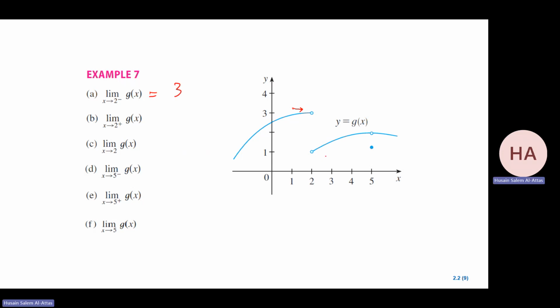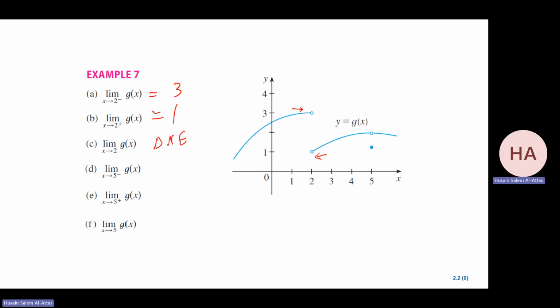2 from right. I'm going from this side, so I am in this function. It will be 1. So what will happen to the limit as x goes to 2? It will be does not exist, because left is not equal to right.